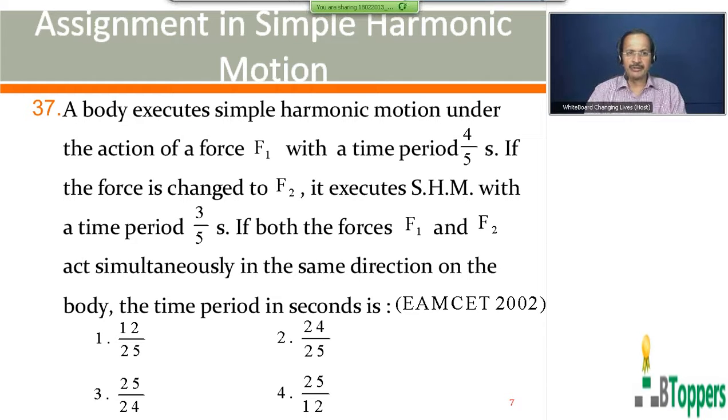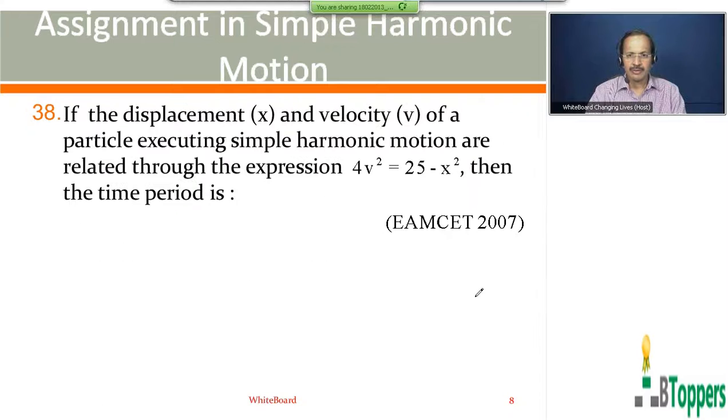So next I am going to show the next question on screen. See the question number 38. The displacement x and velocity v of a particle executing simple harmonic motion are related through expression 4v square equal 25 minus x square. Then the time period is.